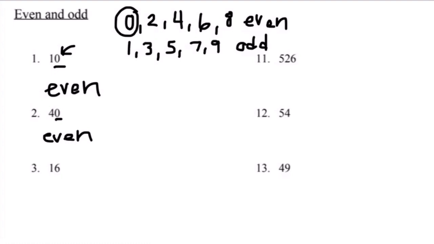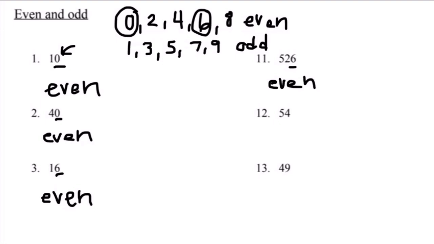Number 3, 16. The ones place is 6, and 6 is an even number. 16 is also divisible by 2 because 16 divided by 2 is 8, therefore 16 is even. Number 11, 526. Our ones value is 6 once again. Therefore, 526 as a whole is also even. And 526 should be divisible by 2 because 526 divided by 2 equals 263.